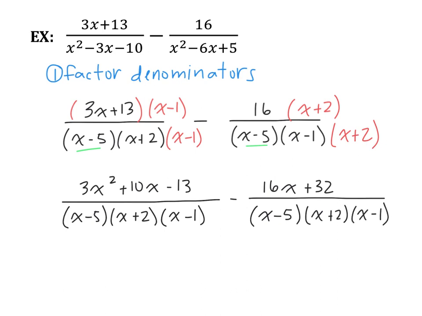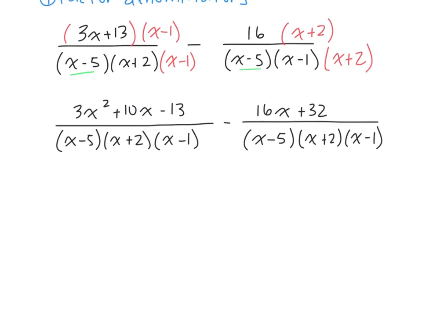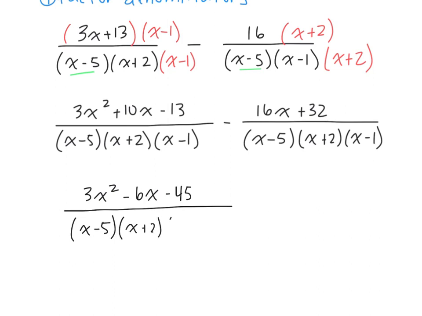Now that our denominators are the same, we can go ahead and combine our numerators. We want to combine our like terms. I have a 3x squared. There's no x squared over here, so our numerator has 3x squared. 10x minus 16x is going to go to minus 6x. And then finally, negative 13 minus positive 32, so that's going to go to minus 45, all over that common denominator still, x minus 5, x plus 2, x minus 1.